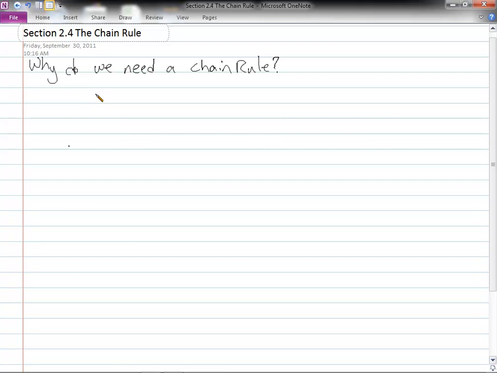So why do we need a chain rule? Well, think about functions like this. What about y is equal to the square root of x squared plus 1? Now the problem with this function is that we have a tool to take the derivative of a square root. If we didn't have the square root on there and just had x squared plus 1, we could take the derivative of what's inside. But the problem now is the square root is around or surrounding the x squared plus 1.